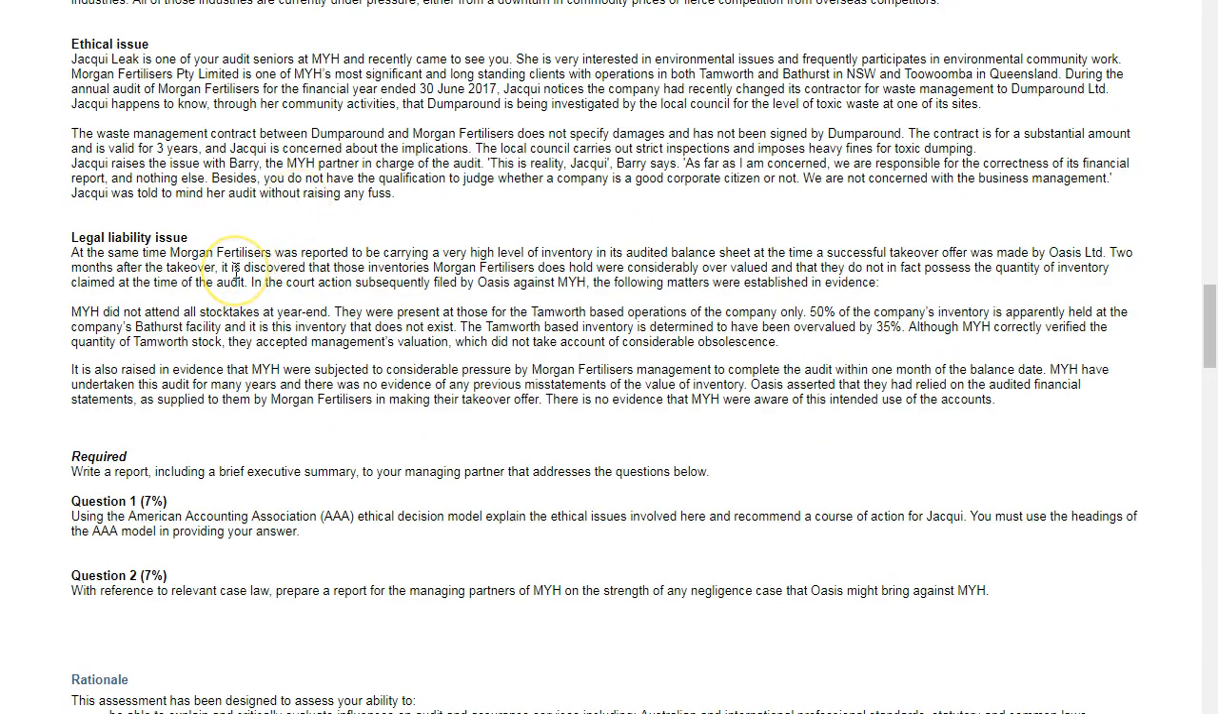This legal liability question is focusing on the strength of any negligence case that Oasis might bring against MYH. Now this includes potential liability to third parties. In terms of preparation to answer this question, there are numerous cases in Chapter 2 that cover the same area as negligence and liability to third parties as this question does. When it comes to practicing similar questions from the textbook, question 2.26 on page 89 is a good one on negligence, and question 2.30 is a good one on third-party liability. That's on the next page.